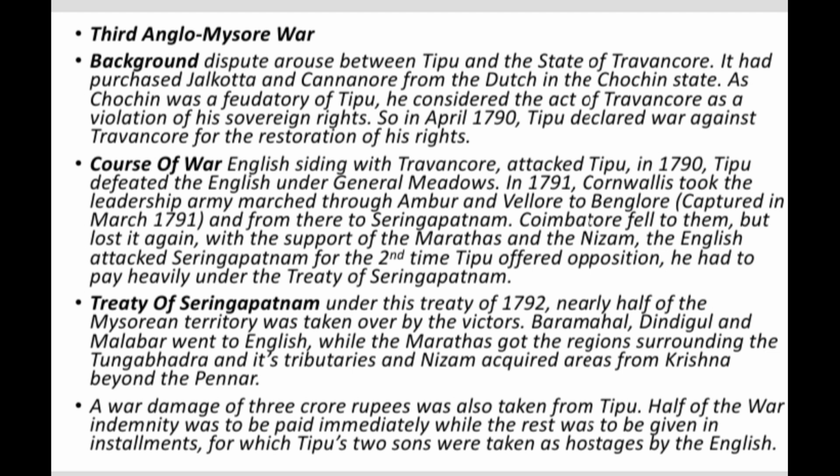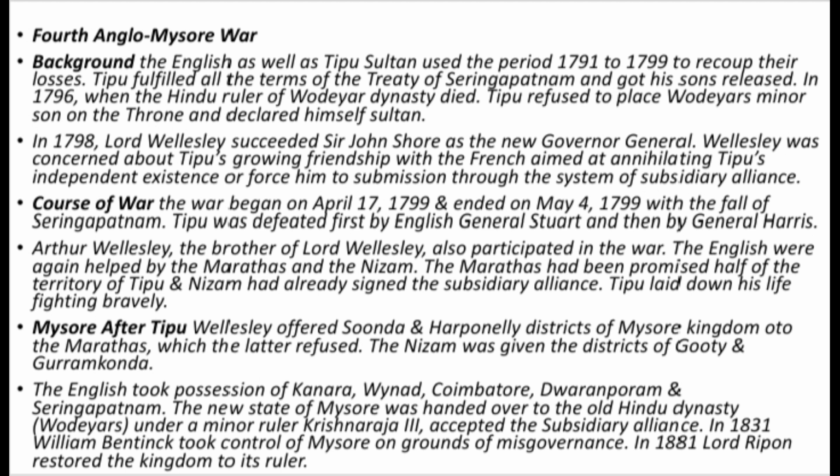Now the Fourth Anglo-Mysore War. First of all, we will know the background. The English as well as Tipu used the period 1792 to 1799 to recoup their losses. Tipu fulfilled all the terms of the Treaty of Srirangapatnam and got his sons released in 1794. When the Hindu ruler of the Wodeyar dynasty died, Tipu refused to place the Wodeyar minor son on the throne and declared himself Sultan. He also decided to avenge his humiliating defeat and the terms imposed by the Treaty of Srirangapatnam.